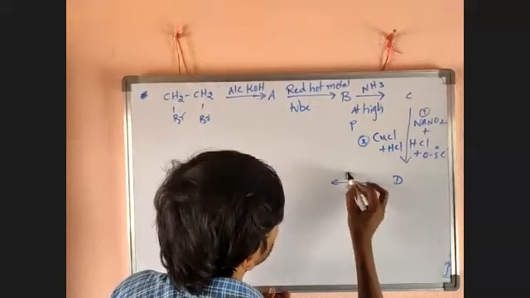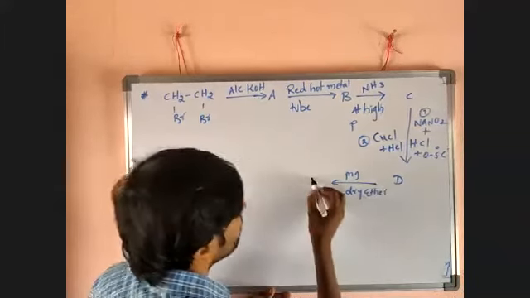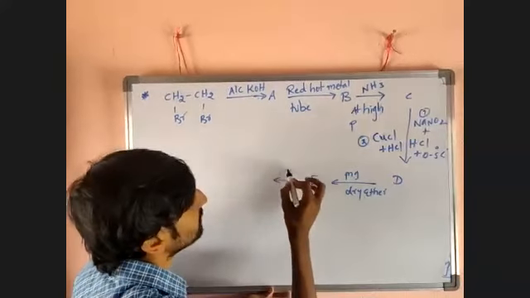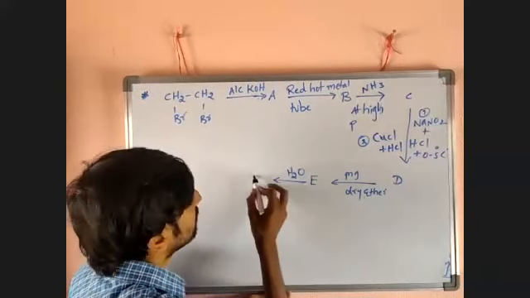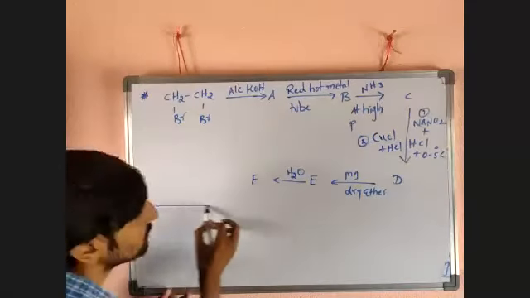D on reaction with magnesium in dry ether. You will get E. E on reaction with H2O, F. So this one is the conversion.